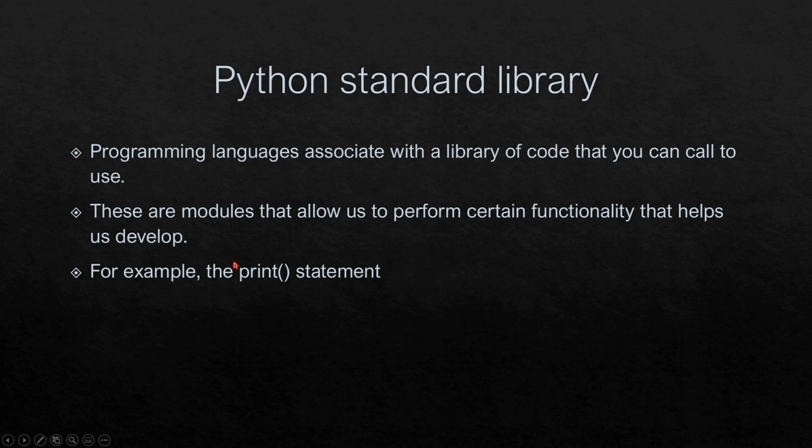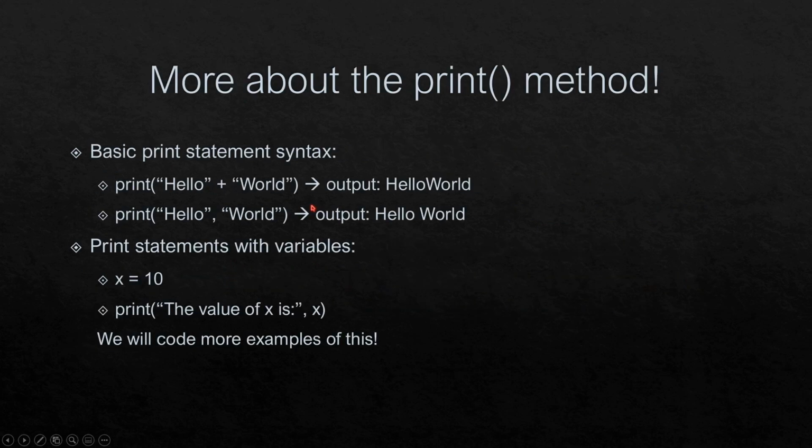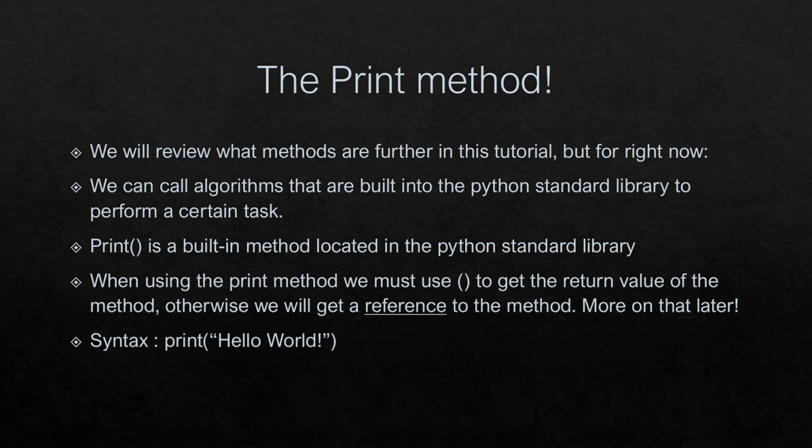I'm going to show this to you. An example would be a print statement. The print statement is in the Python standard library. So let's talk about the print method. We will review what methods are further in this tutorial, but for right now, we're just going to refer to methods as algorithms that are built into the Python standard library to perform a certain task. Print is a built-in method located in the Python standard library. That's a bit redundant, right?